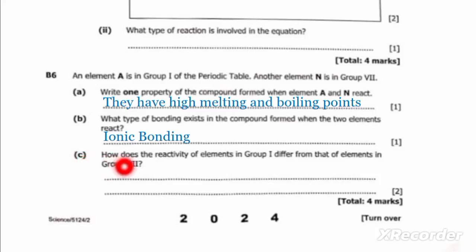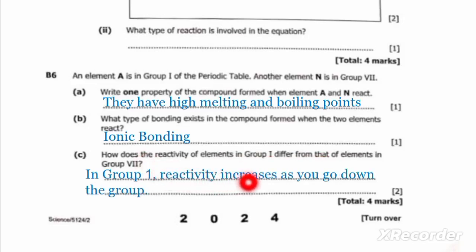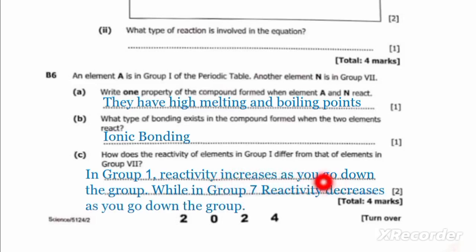We move to C. How does the reactivity of elements in group 1 differ from that of elements in group 7? Okay, so in group 1, reactivity increases as you go down the group, while in group 7, reactivity decreases as you go down the group. We have given the difference. As you go down group 1, reactivity increases. As you go down group 7, reactivity decreases. Okay, we are done with question B6.